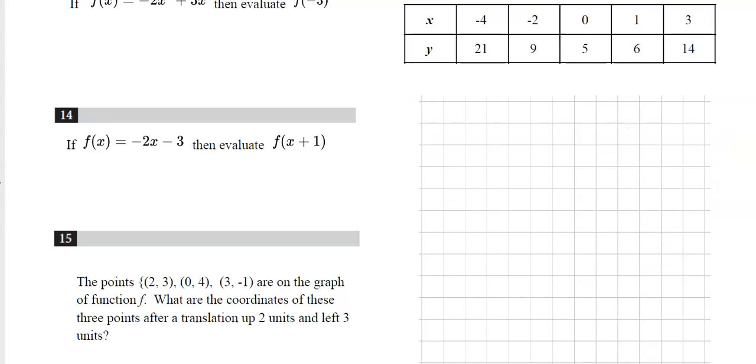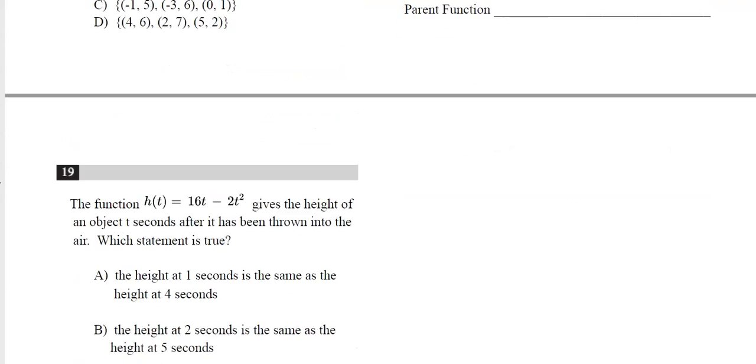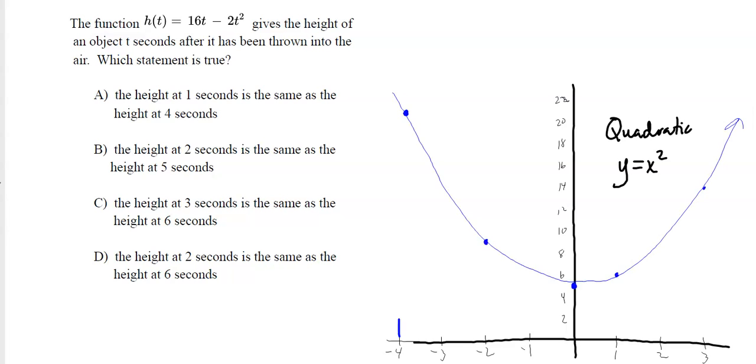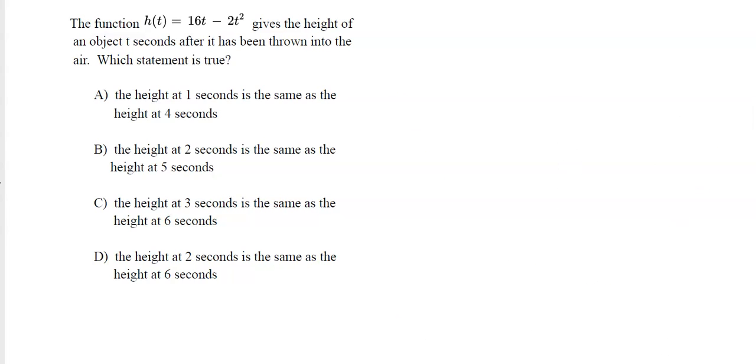All right, keep on going. We're almost done. Number 9, we have a function that gives the height after t seconds it's thrown in the air. So you could make a table. If you didn't have a graphing calculator, and I said you got to do this by hand, you could make a table. T is your seconds, h is your height, and you could plot this out.